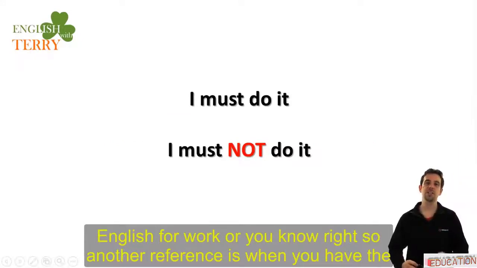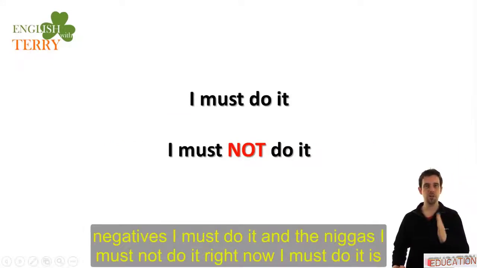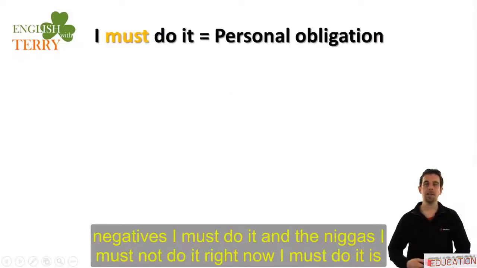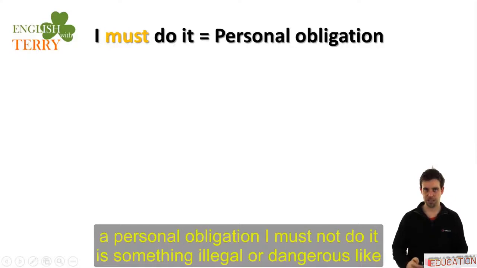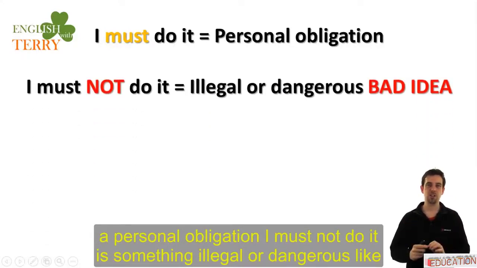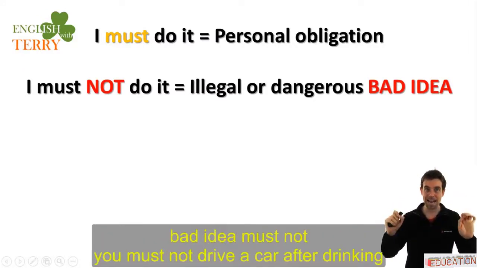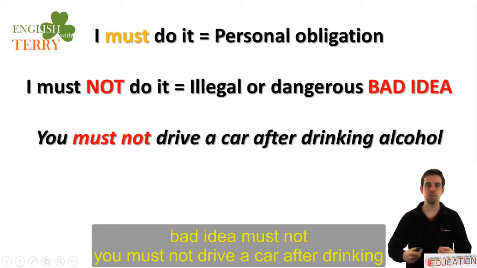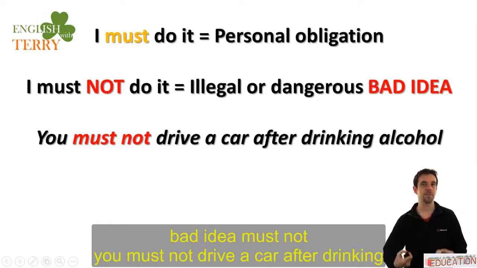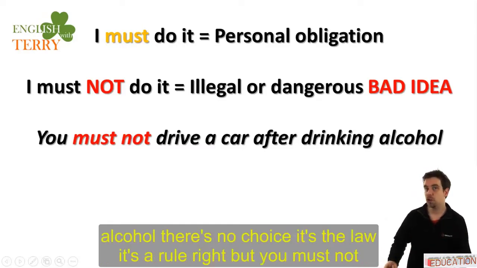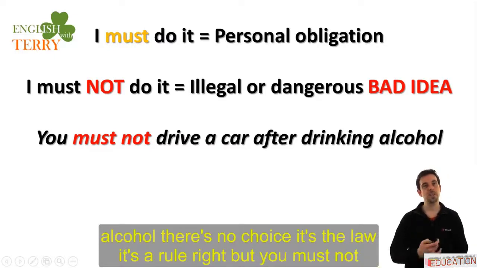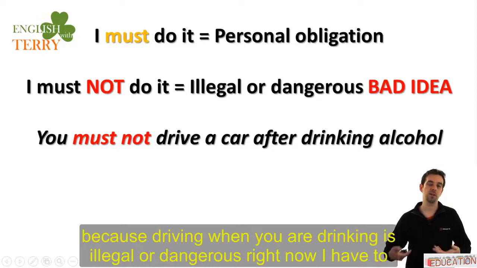So another difference is when you have the negatives: I must do it, and I must not do it, right? Now, I must do it is a personal obligation. I must not do it is something illegal or dangerous, like a bad idea. Must not. You must not drive a car after drinking alcohol. You have no choice. It's the law. It's a rule, right? You must not, because driving when you are drinking is illegal or dangerous, right?